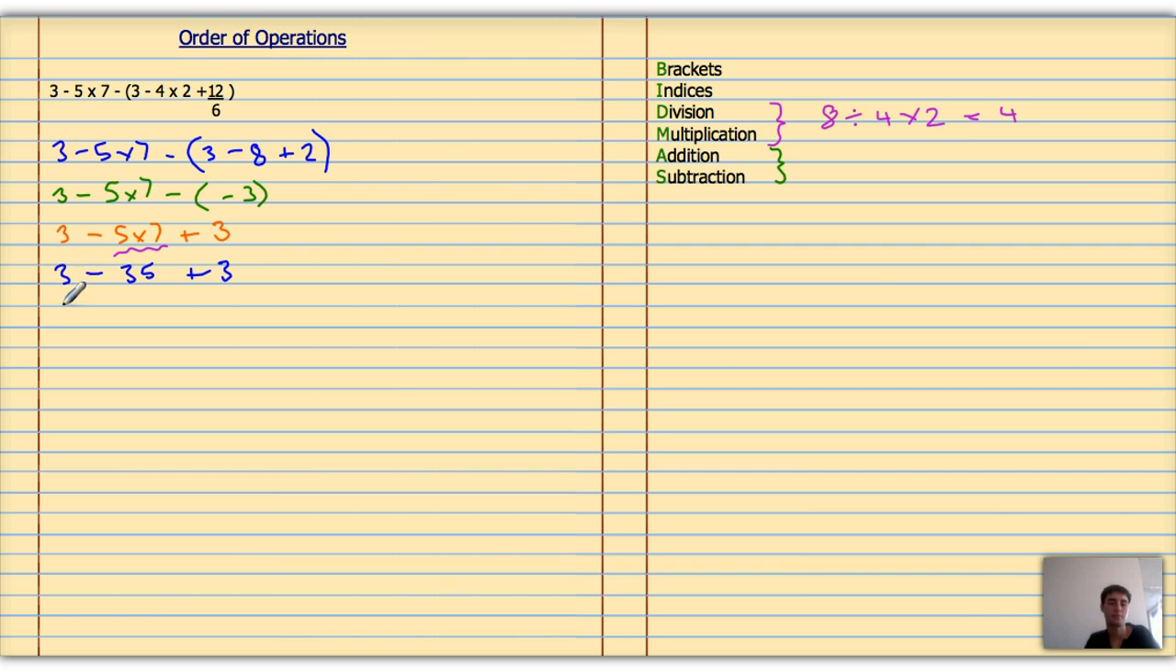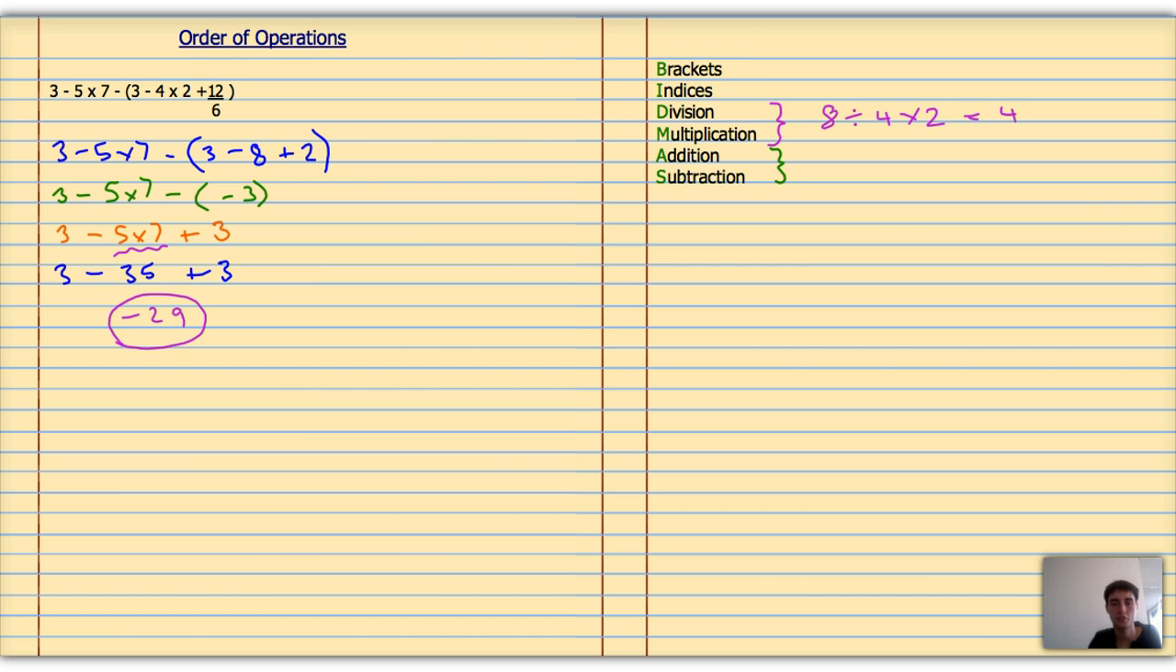Then we go from left to right. 3, take away 35, well that's minus 32, and then minus 32, add 3 is minus 29. So the answer is minus 29.